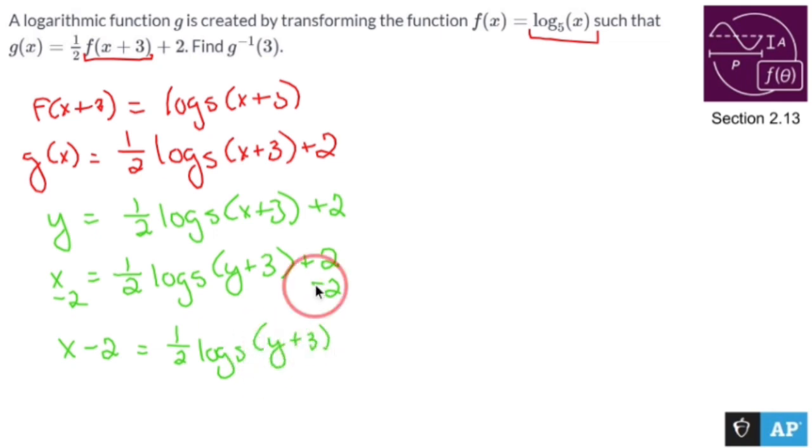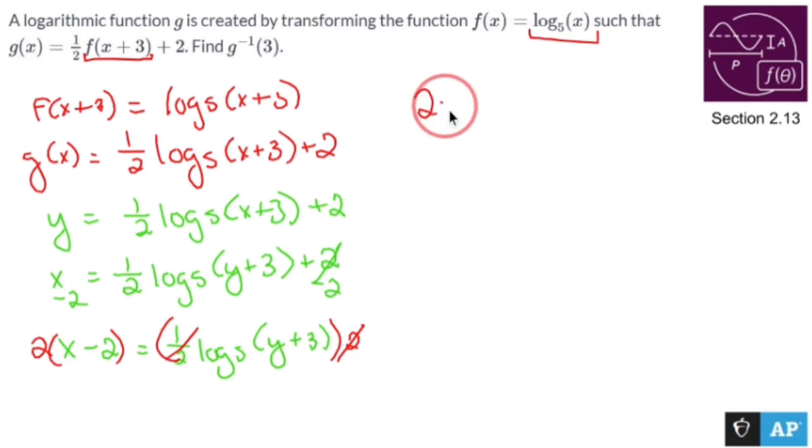I have to get rid of that half, so why don't I multiply both sides by 2. That crosses these guys out, and I distribute on the left. So I have, let me write it up here because I'm running out of space, 2x minus 4 equals log base 5 of y plus 3.